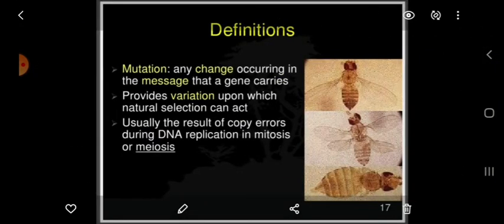Now we come to some definitions. Mutation: any change occurring in the message that a gene carries. It provides variation upon which natural selection can act, usually the result of copy errors during DNA replication in mitosis or meiosis.